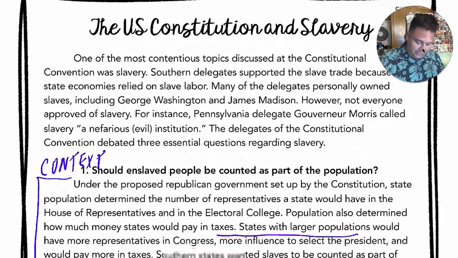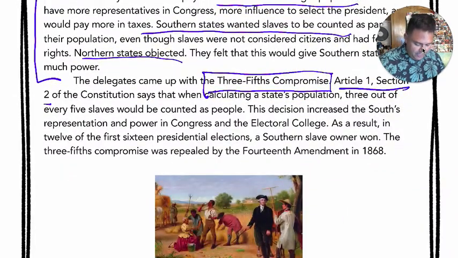Well, let's go back to the reading. Let's see if we can find out. This decision increased the South's representation and power in Congress and the Electoral College. As a result, in 12 of the first 16 presidential elections, a Southern slave owner won. That's kind of crazy to think about, right? The 3/5 compromise was ultimately repealed by the 14th Amendment in 1868.